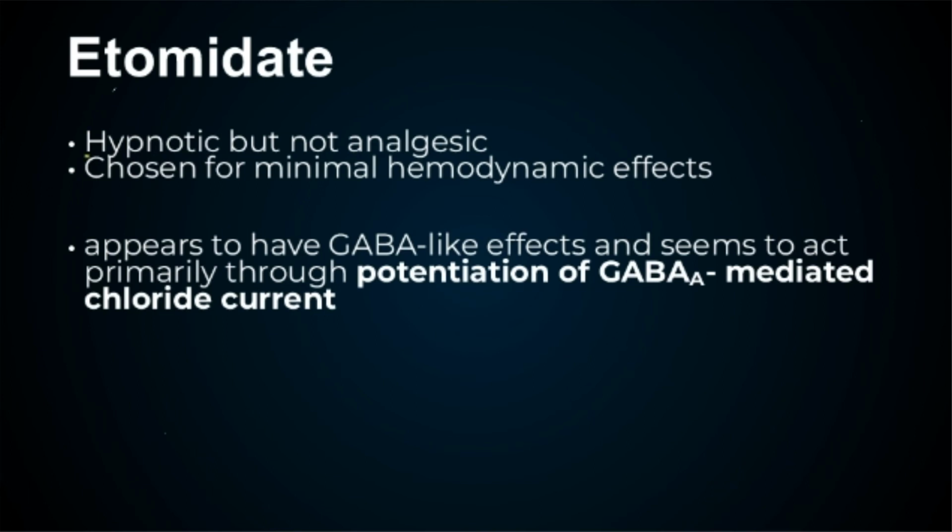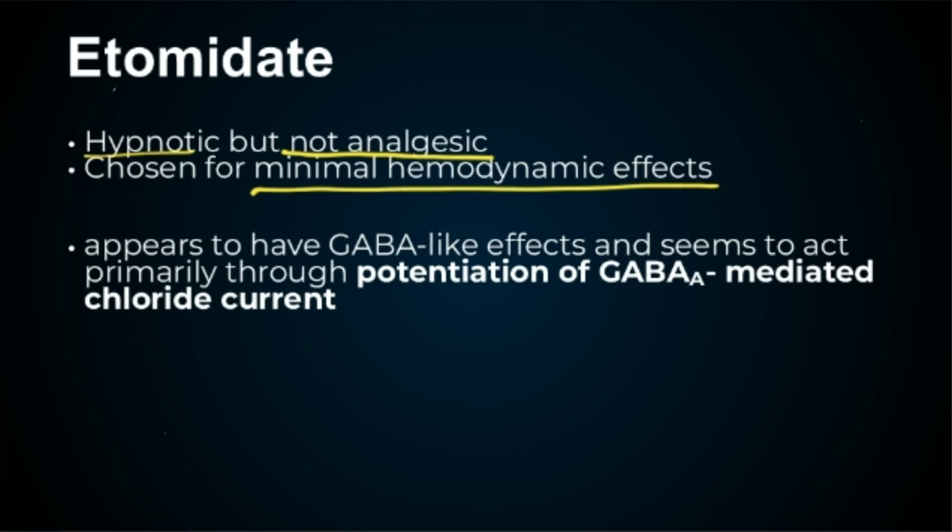Okay, so we also have etomidate. So etomidate is a hypnotic, but it is not an analgesic. So it is chosen for its minimal hemodynamic effects. So it does not cause instability of the cardiovascular system. It has minimal changes on the heart rate and the cardiac output. So that's why it is preferred for patients at risk of hypotension or patients at risk of MI.